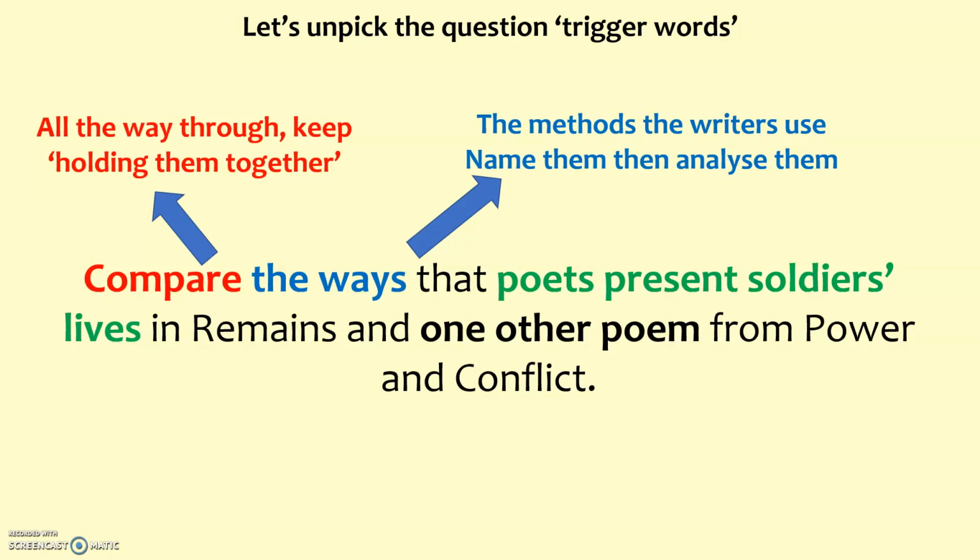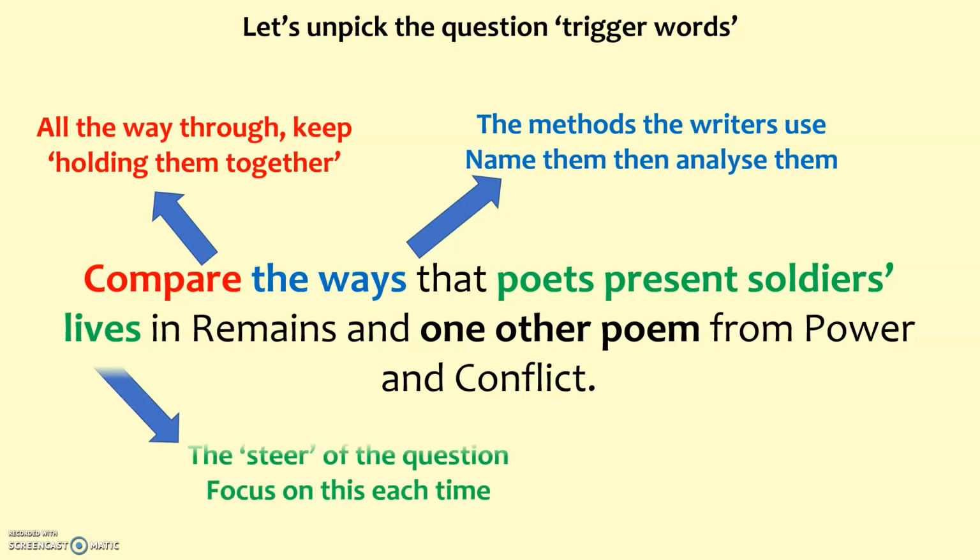The green bit then. Poets present soldiers' lives. This is what I would call the steer of the question. It's the key words. It's what it wants you to look at the most simple level. So we're going to be writing all about soldiers' lives in both these poems.